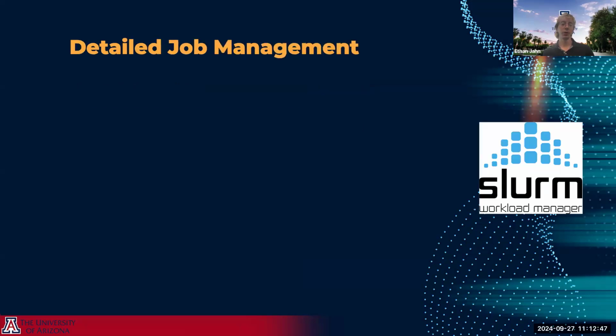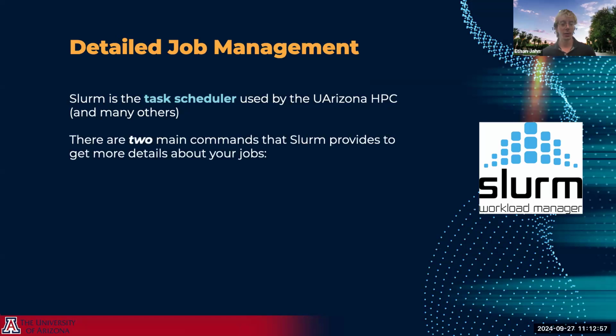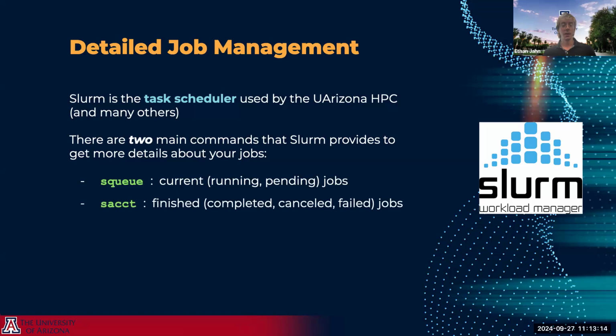So let's look a little bit more at detailed job management using Slurm. Slurm is the task scheduler used by our HPC as well as many other HPC systems. There are two main commands that Slurm provides to you to get more details about your jobs. There are certainly others, but these are the two that might be the most useful to you. So squeue gives you information on current, that is running or pending, jobs. And sacct gives you information on finished, that is completed, canceled, or failed jobs.